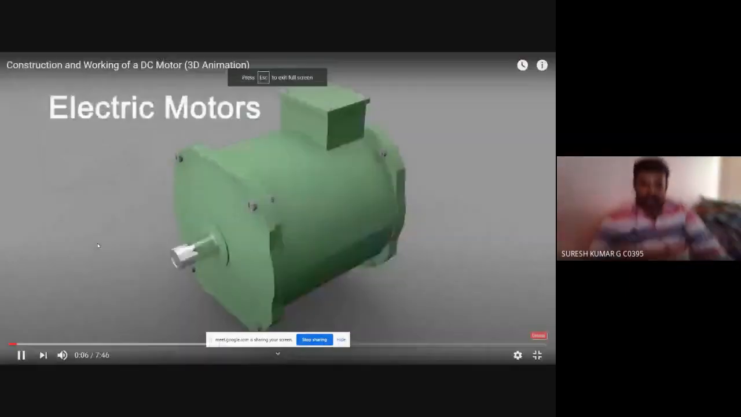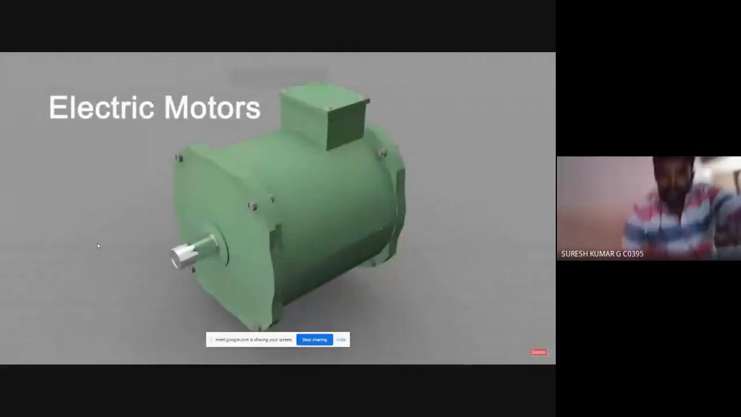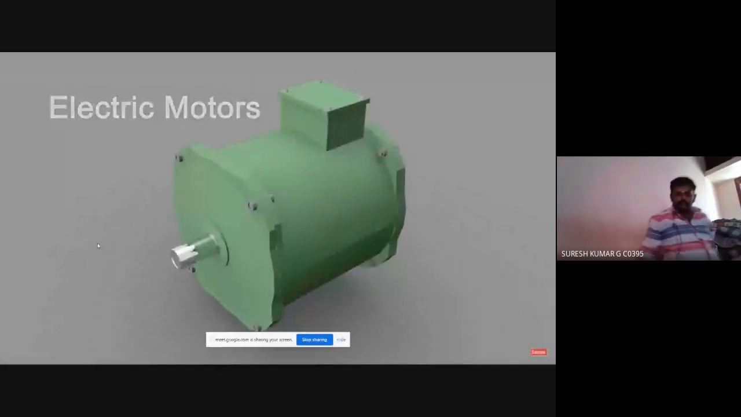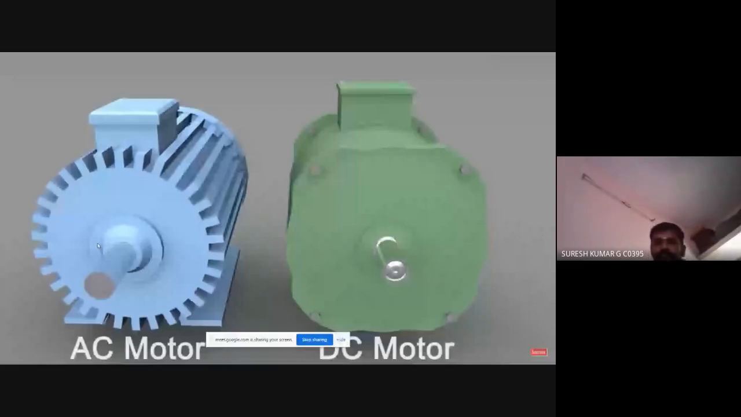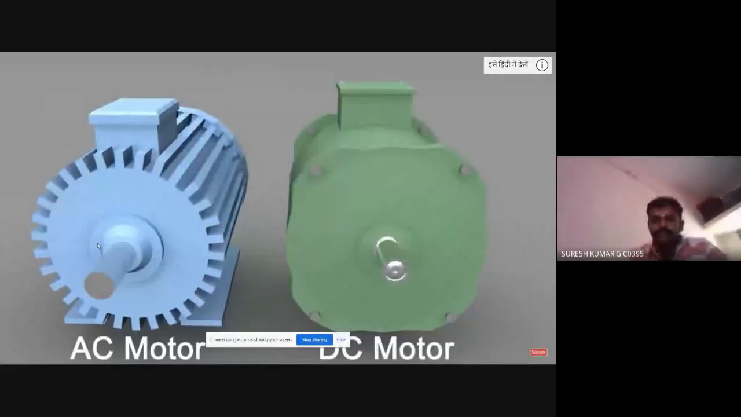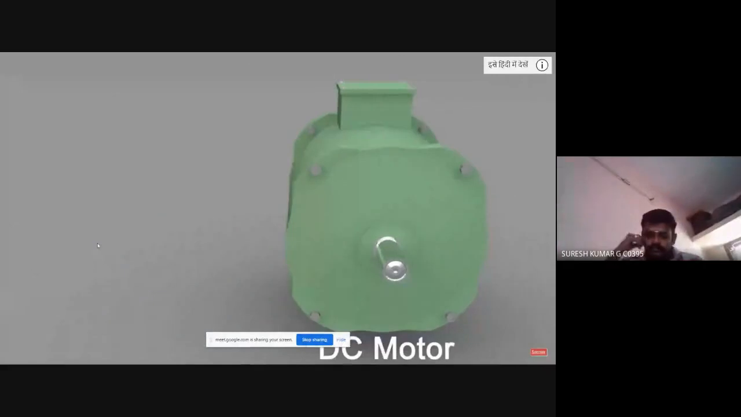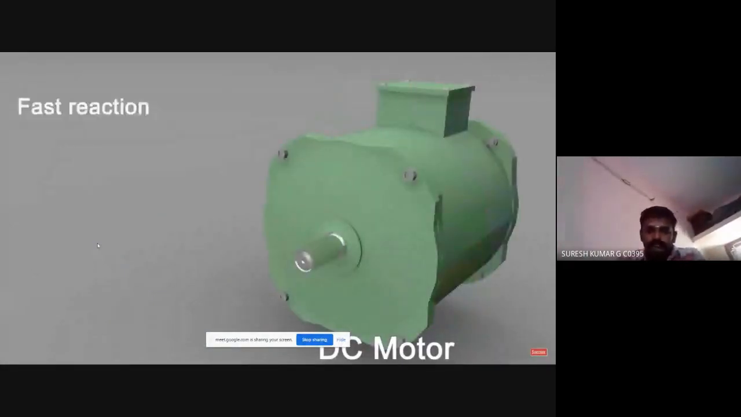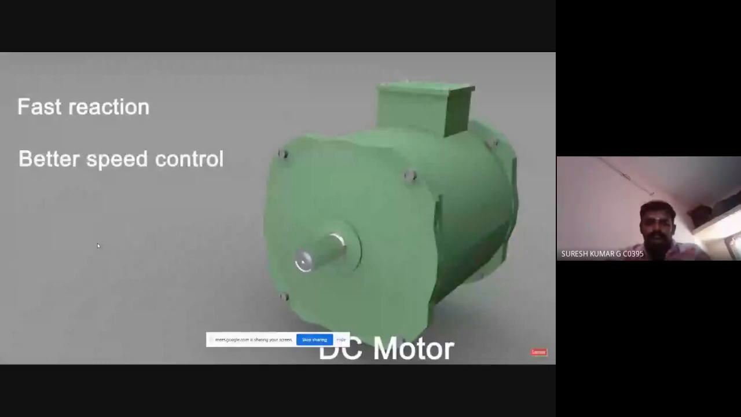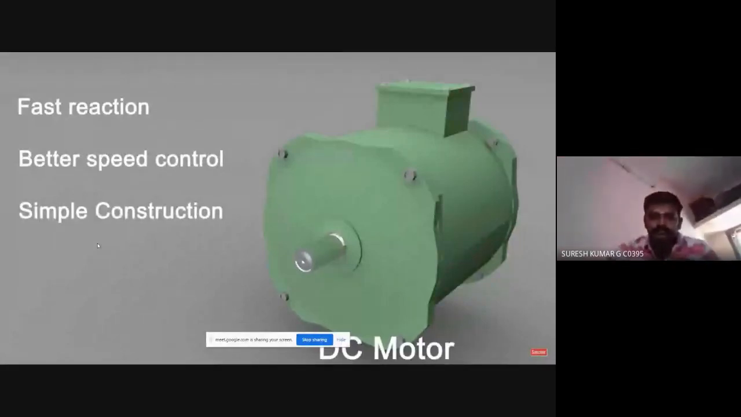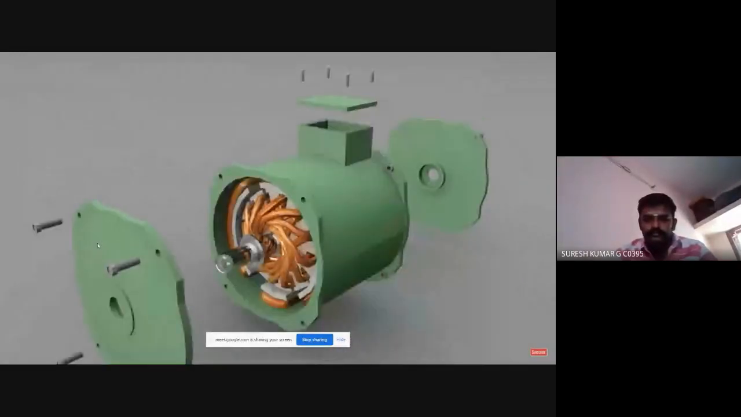From a simple drill machine to a sophisticated robotic arm, motors are used everywhere. There are two types of electric motors, AC motors and DC motors. In these, because of some important characteristics like fast reaction, better speed control, and simple construction, DC motors are very popular in automatic machines. In this video, we are going to understand the construction and working of a DC motor. Let us first start with the construction.